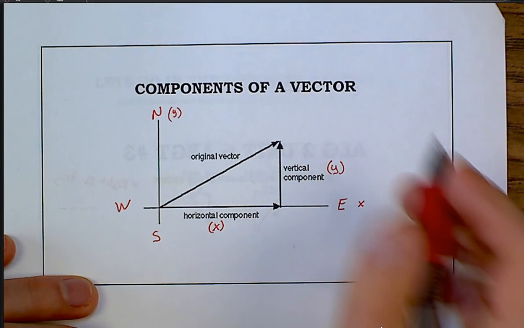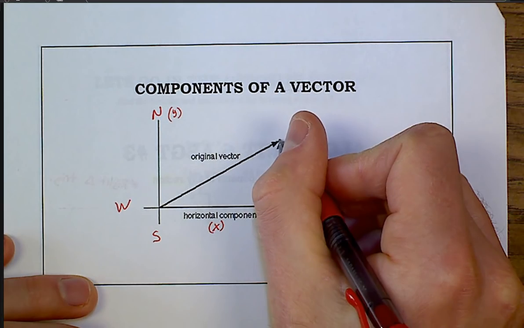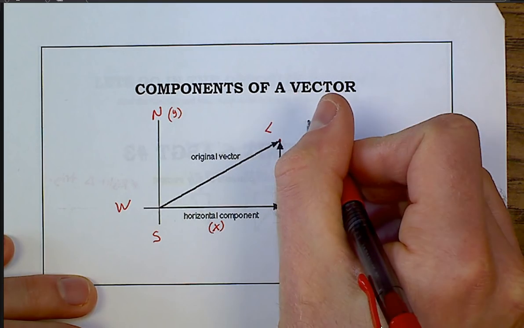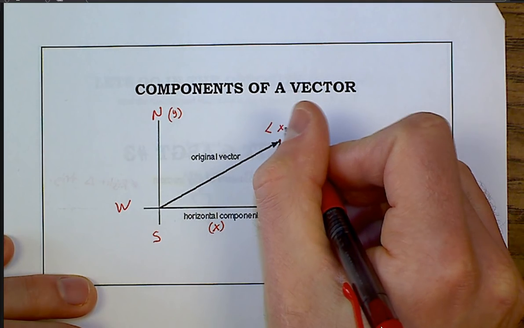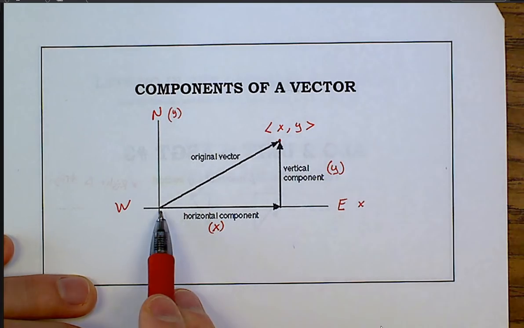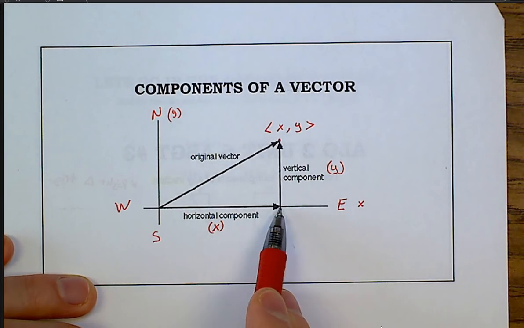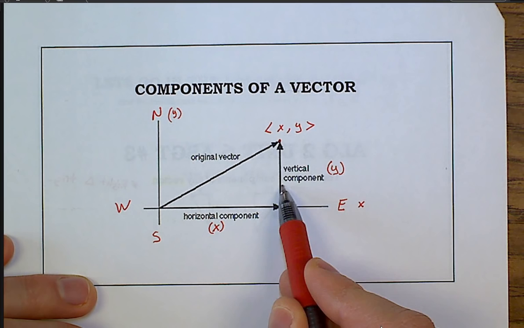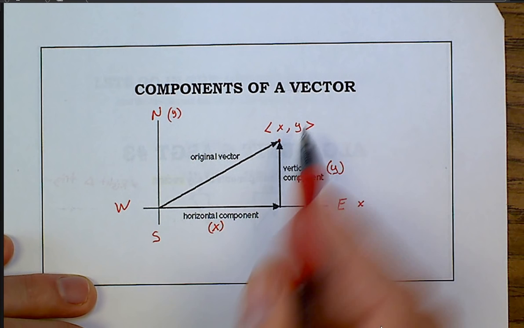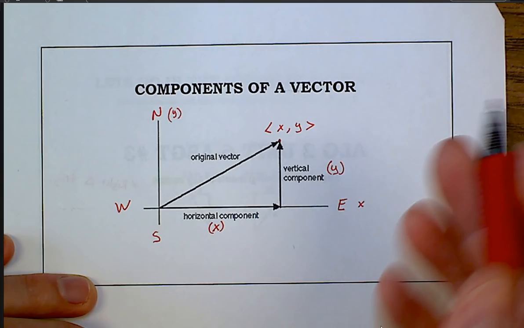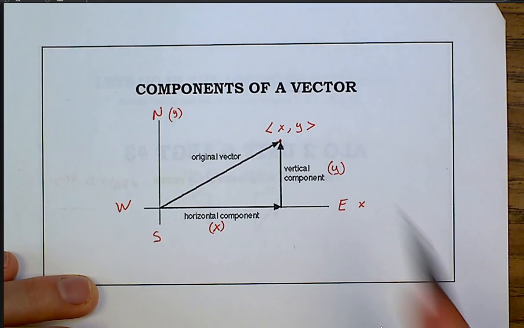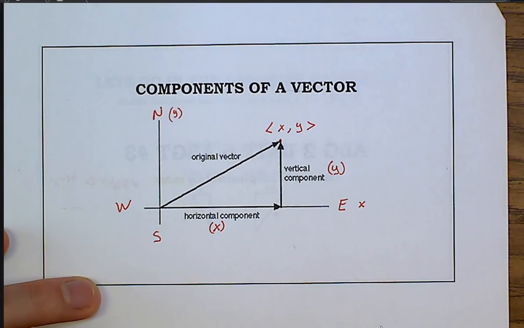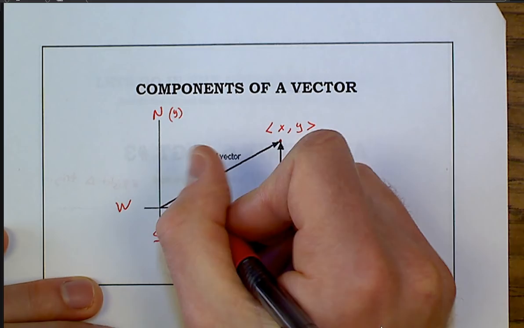So the tip of the arrow is our component form of x comma y, because you go to the right 1, 2, 3, 4, 5, 6. So 6 comma, 1, 2, 3, 4, 5, 6 comma 5. You went to the right 6 and up 5, and that would be your component form of the vector. Okay. Now, one thing we haven't talked about yet is our angle.